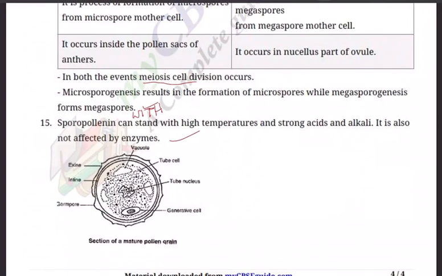Draw the diagram. So you got 2 things, germinative or generative cell and tube nucleus, which is having tube cell. Of course, vacuoles are there, exine, intine, and this exine will be having sporopollenin. Okay, and germ pore. So draw the diagram, label it like this, and write the importance of each label.